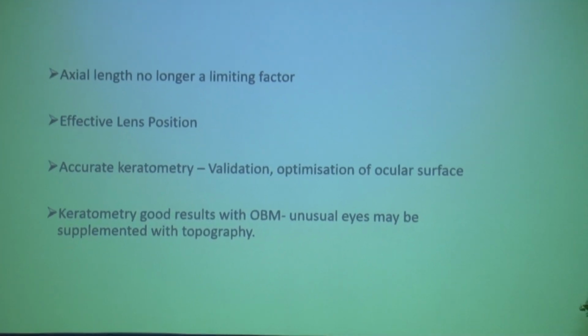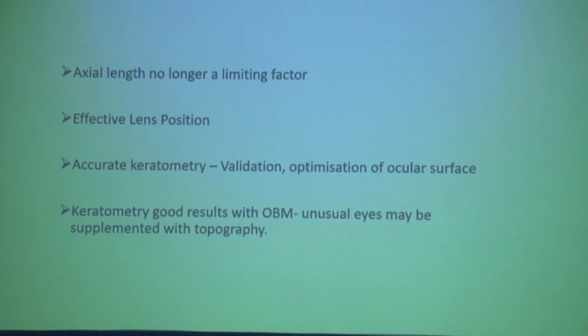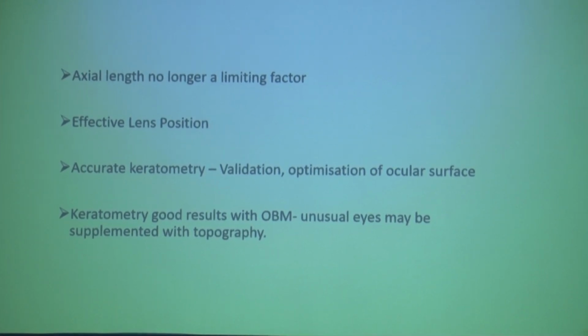But now things have changed. Axial length measurement is no longer a limiting factor because of the superb accuracy of optical biometers, and effective lens position is still the commonest source of error. Getting accurate keratometry is another problem because we need to validate the data, you have to optimize the ocular surface, and you should look carefully at the mires for their clarity.